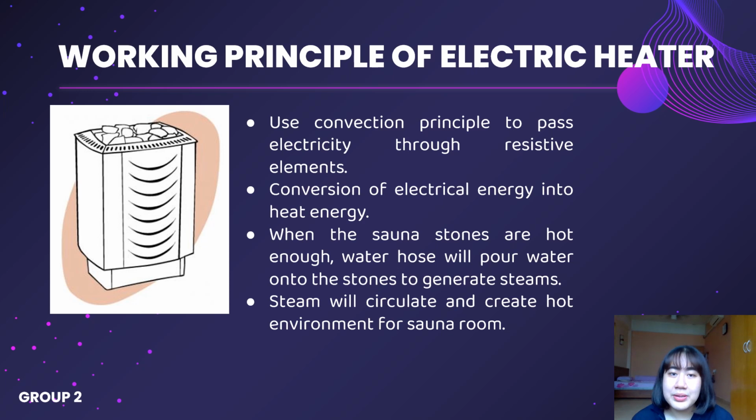So for the working principle of the electric heater, it uses the convection principle to pass electricity through the resistive elements. The resistance converts electrical energy to heat energy, and the heat is transferred from the electric heater to the sauna stones. When the sauna stones are very hot, the water hose pours water onto the stones to generate steam through the evaporation process. The steam will circulate around the sauna room and create a hot environment.